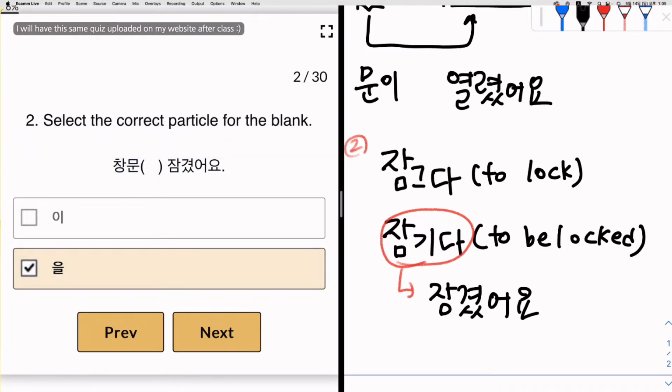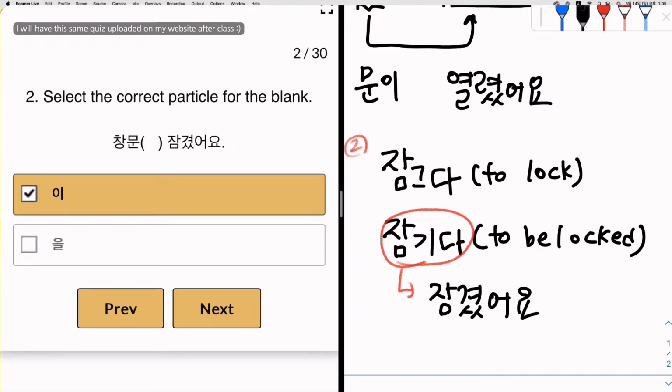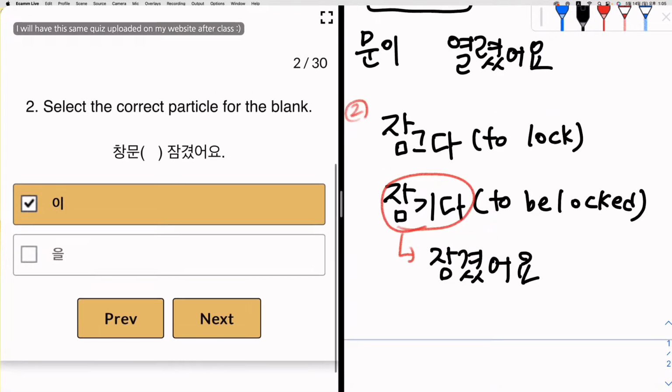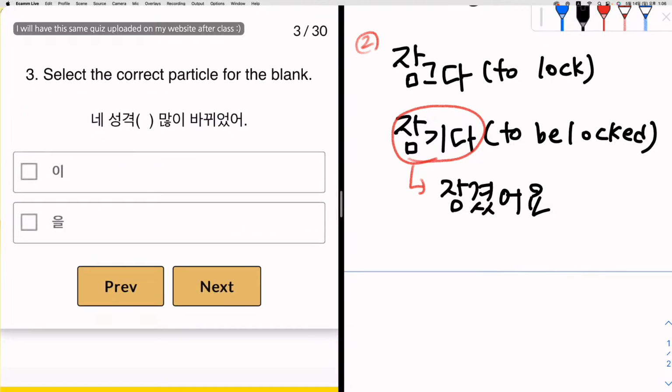So 창문을 잠겼어요 cannot be the answer because passive verbs cannot have an object, right? Unless the subject of a passive verb is a person and you want to specify what exactly is done or on which body part it's done. Unless it's that case, passive verbs cannot have an object, right? So 창문이 잠겼어요. The window is locked. So 창문 becomes the subject of the passive verb 잠기다. So it should be 창문이 잠겼어요. 그 다음에 let's look at number 3, guys.